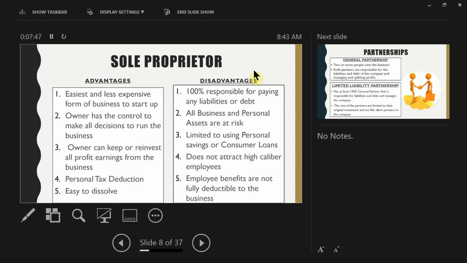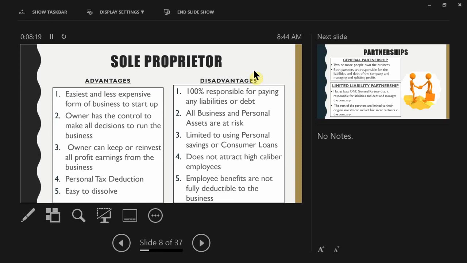So let's say you took a bank loan and you decided to splurge on that bank loan and put it somewhere else, and your business isn't making any profits and you can't pay the bank. Well, you're responsible to pay that loan, no matter what it is. Okay? So, with that being said, that means number 2 is that all personal and business assets are at risk.